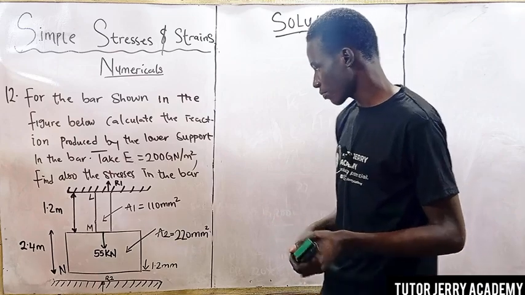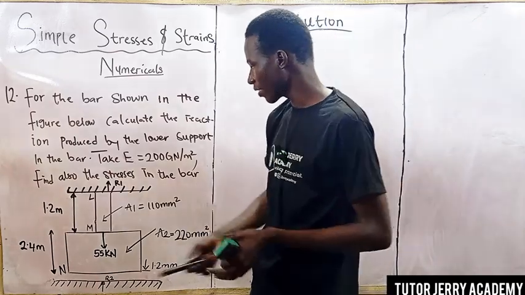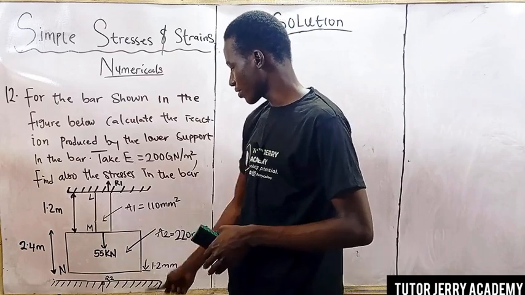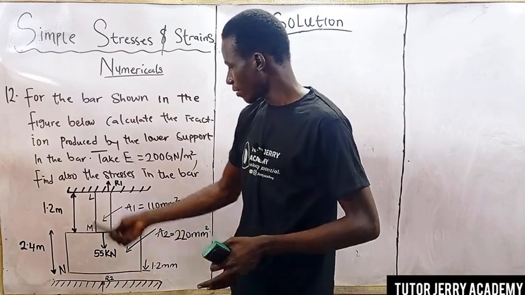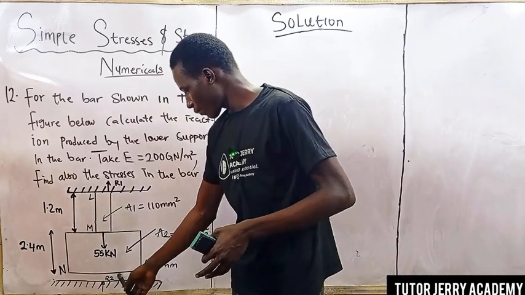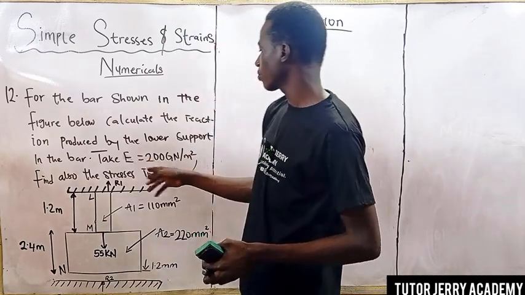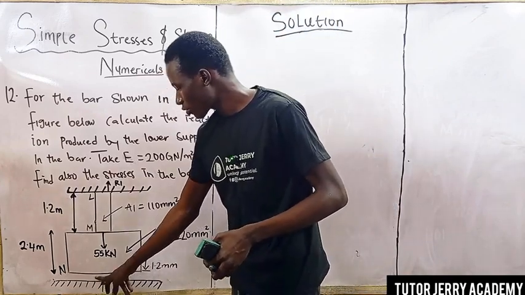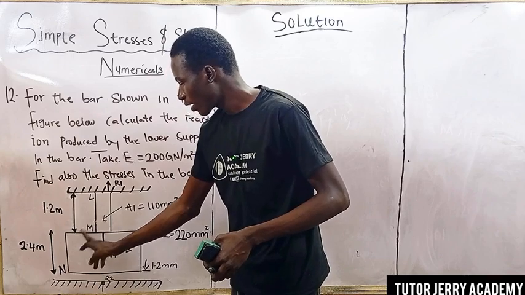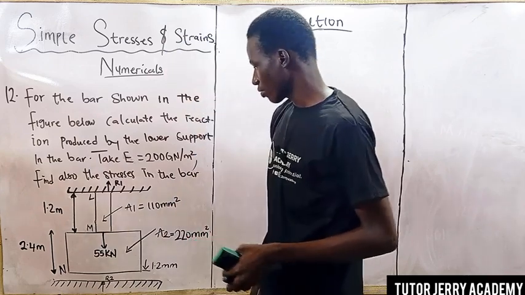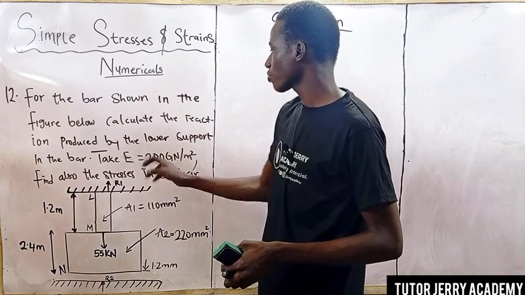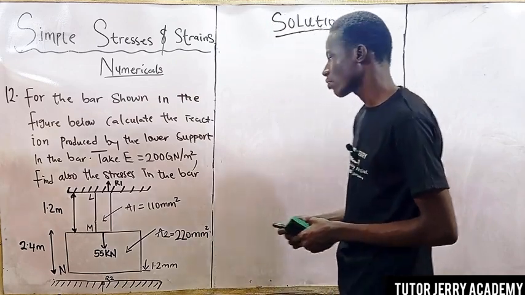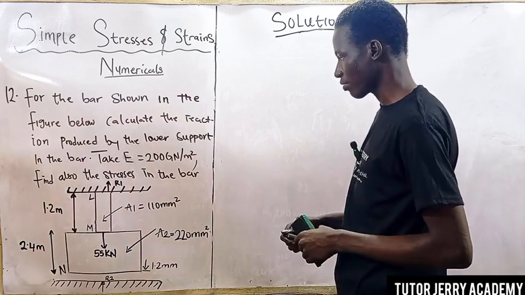From here we can see we have a bar, with one end fixed and the other end also fixed. We are told to find the reaction at the support at the bottom of the bar end. So we are going to solve this question by first finding the support reactions, then we move to the stresses.